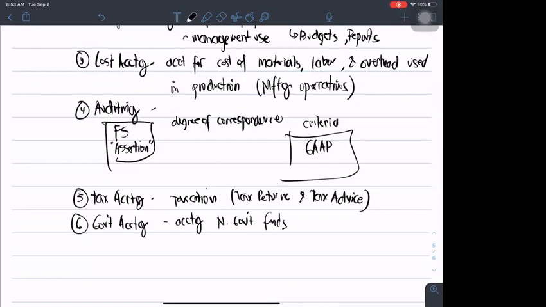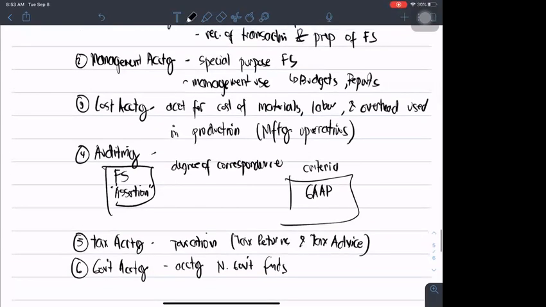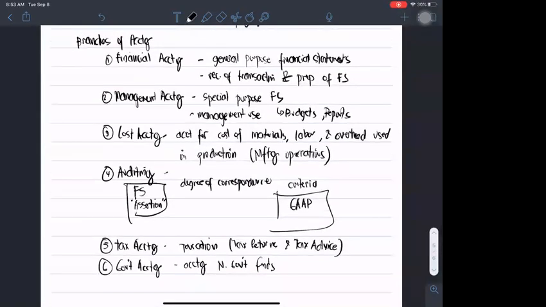Okay, so we have here 6 branches of accounting. We discuss financial accounting, management accounting, cost accounting, auditing, tax accounting, government accounting. Madali lang naman to, guys. Pagka may lumabas soon na tanong regarding tax, tax accounting yan. Cost of materials, cost accounting yan. Degree of correspondence, auditing yan.